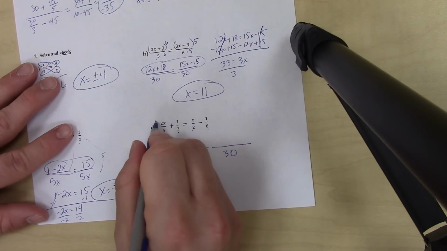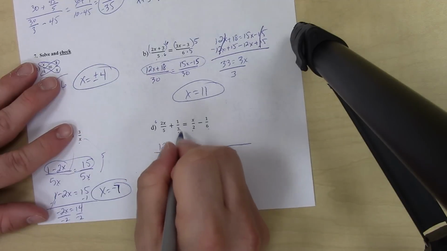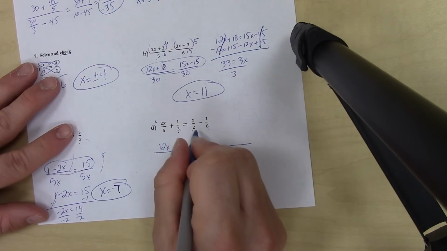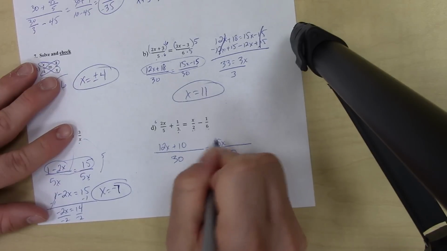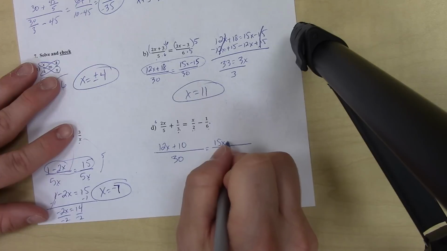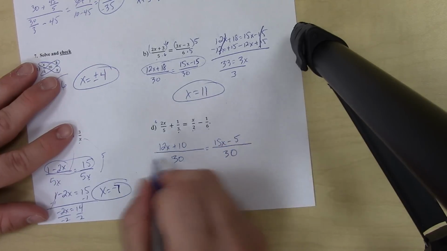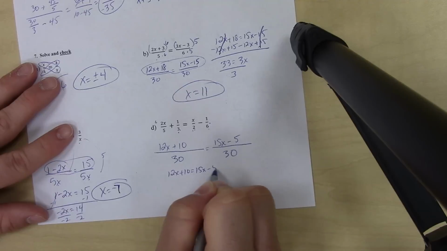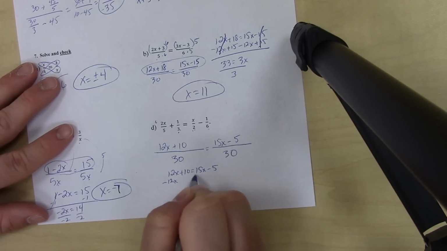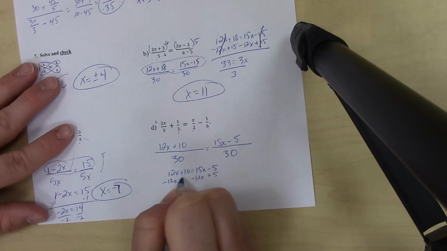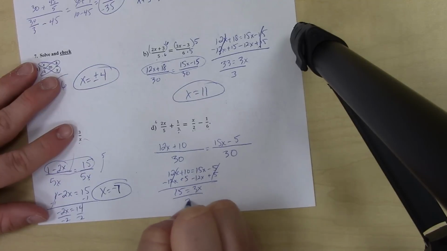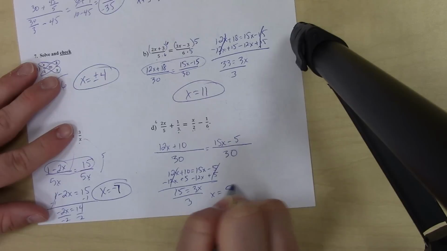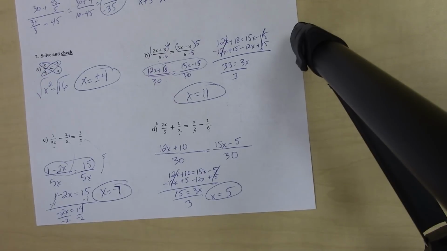Times this by 6 to get 12x, times this by 10 to get 10, times this by 15 to get 15x, times this by 5 to get 5. Now the bottoms are the same, set the tops equal to each other. Get the x's on one side and the numbers on the other, and divide. And that's it. That's the whole thing.